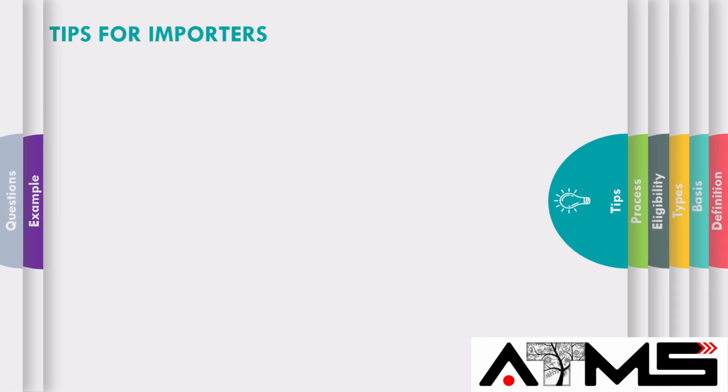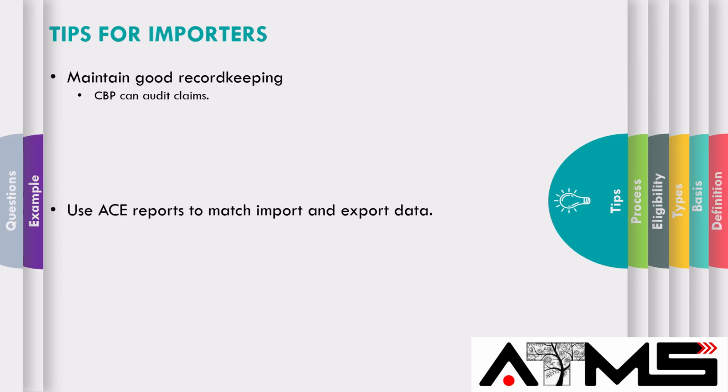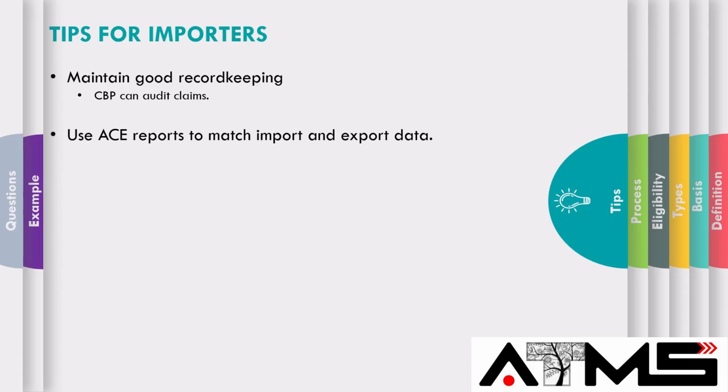Let's go over a few important reminders regarding duty drawback. First, be prepared for possible post-audit review by CBP. Maintaining accurate and complete records is essential. In fact, import-export records must legally be kept for at least 5 years, regardless of drawback. Use your customs broker or ACE report to verify that your import and export data correctly match.